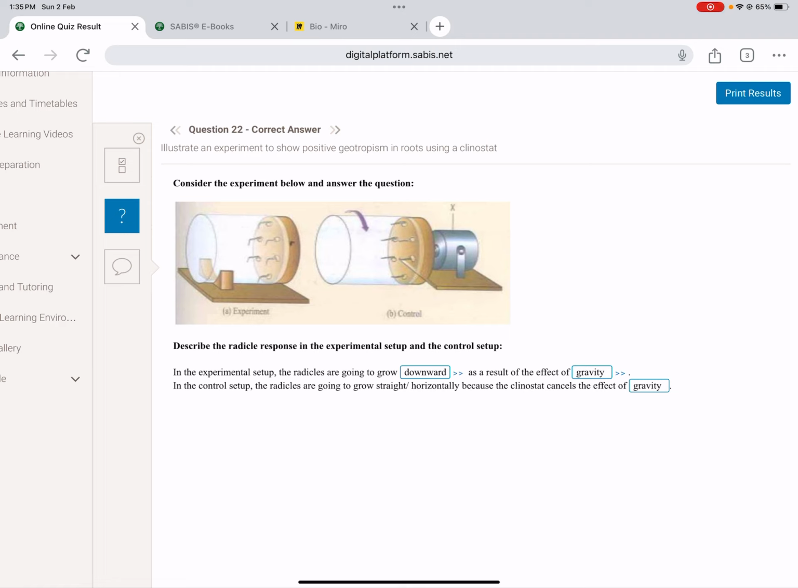Okay, so here we were testing the effect of gravity. Always remember this is the clinostat and it keeps on turning, so it cancels the effect of gravity. So this is why it's the control setup. And the radicles, of course, are going to go downward. Why? In response to gravity. So since gravity is going downwards, the roots will go downwards because they show, as we said before, positive gravitropism, or we can call it geotropism.